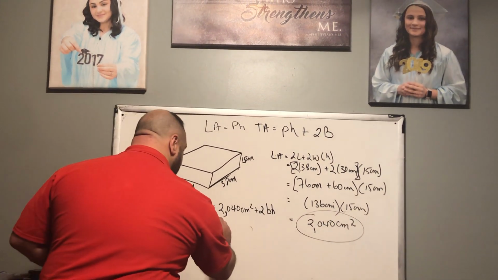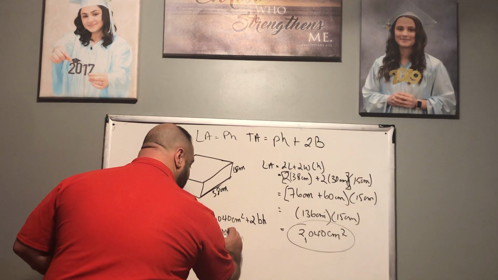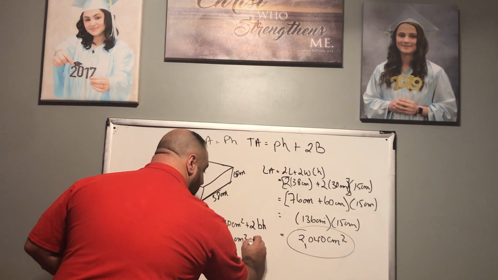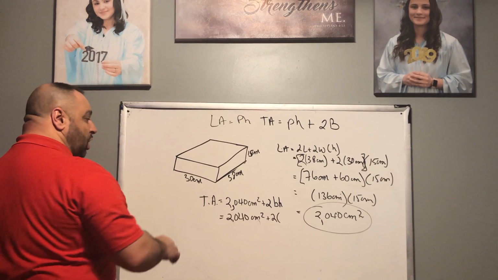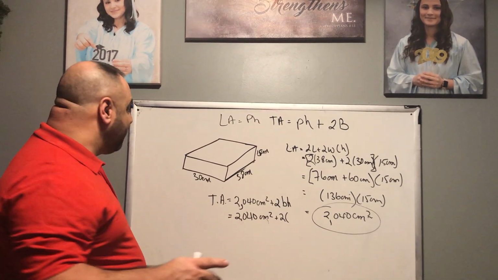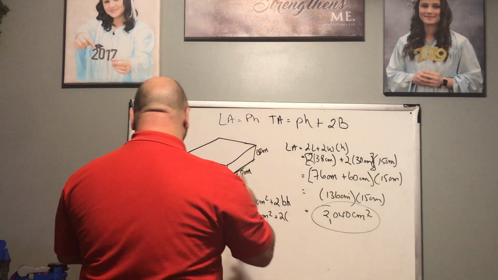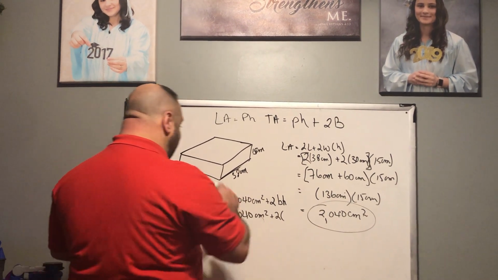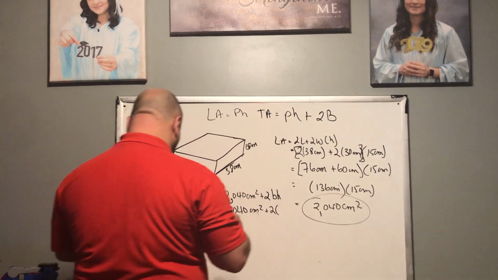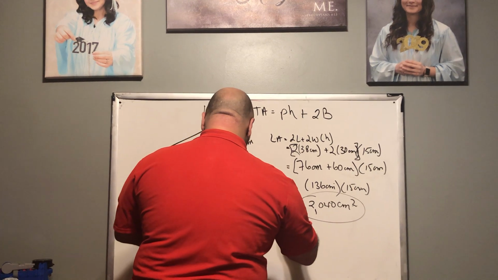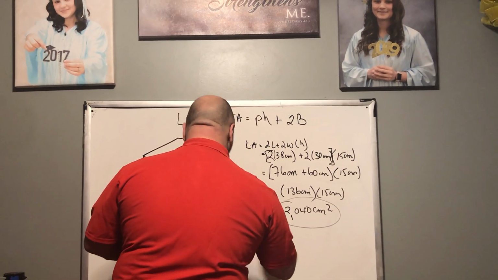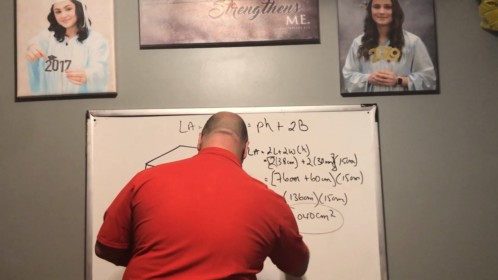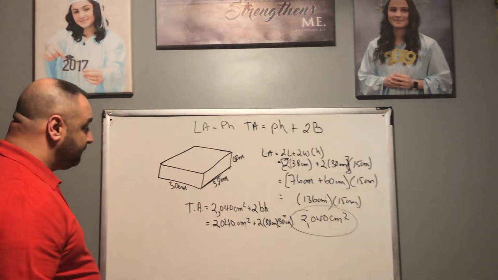Okay, so let me again just do it longhand so you can see. All right, 2 times, okay, the base again and the height. So what do we have for the base of this rectangle? So we have 38, excuse me, 38 centimeters times 30 centimeters, okay?